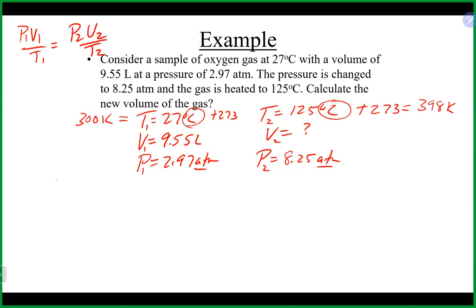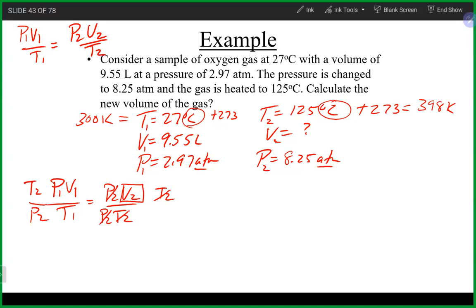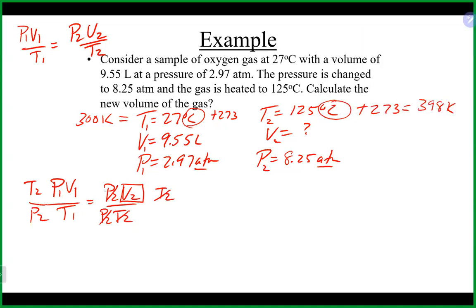We could take our combined gas law. And in this case, we're looking to isolate our V2. So we do need to multiply the T2 to the other side. We also need to divide by the P2 to the other side. And again, as we talked about, if you want to do it quickly, they'll end up in the opposite locations of basically where they started. So that will get us T2 P1 V1 divided by P2 T1 is equal to V2.